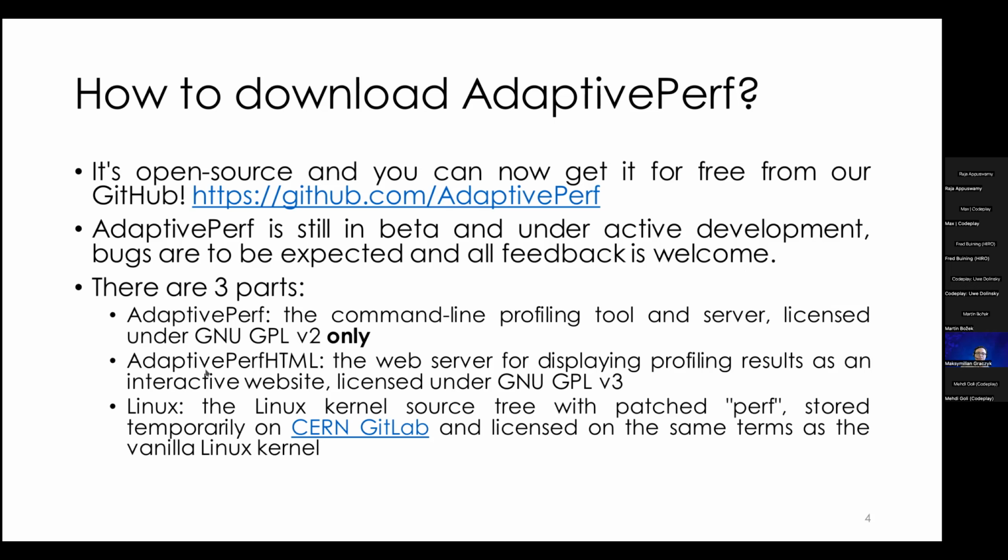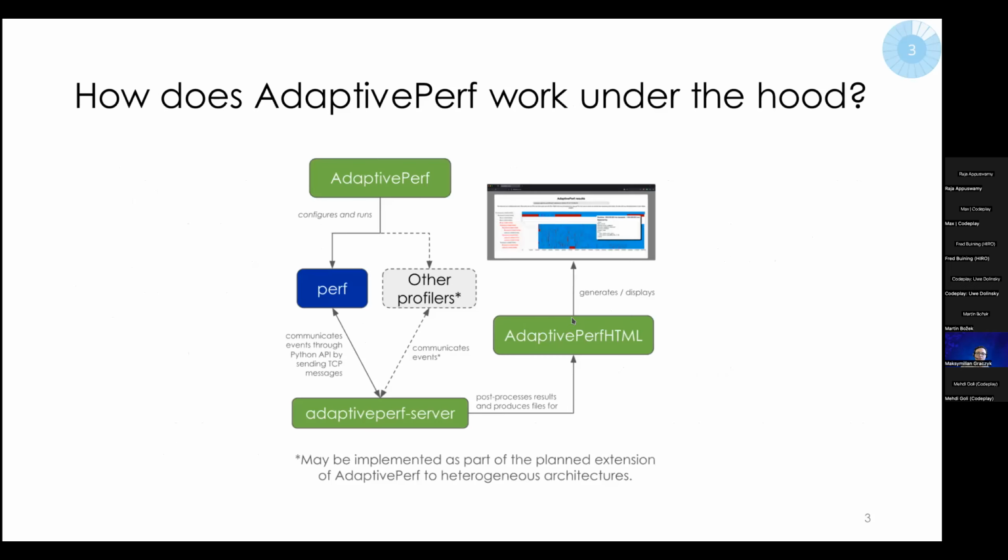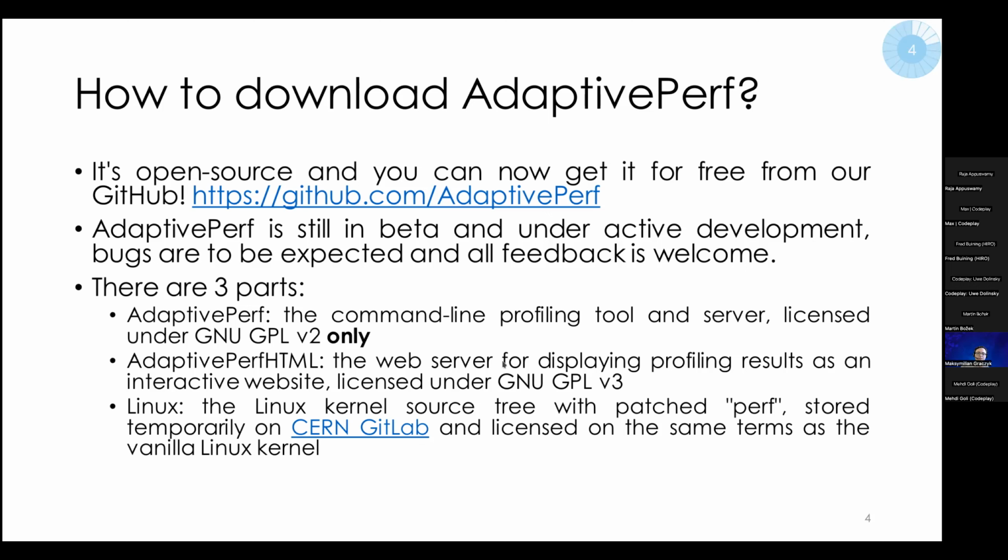Another repository is AdaptivePerf HTML. So it's this, the web server for displaying profiling results as an interactive website. It is licensed under a slightly different license, which is GPL version 3. And the third repository, temporarily stored on GitLab because of its size, is the Linux kernel source tree with our own patched perf. This is licensed essentially on the same terms as the vanilla Linux kernel.